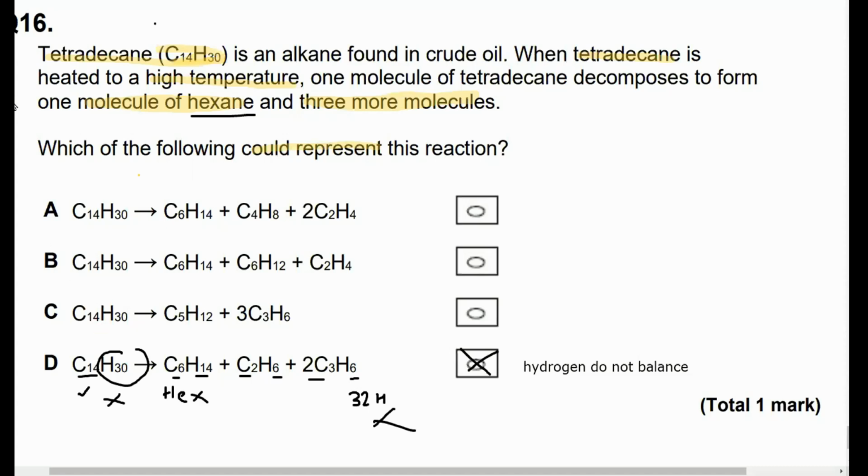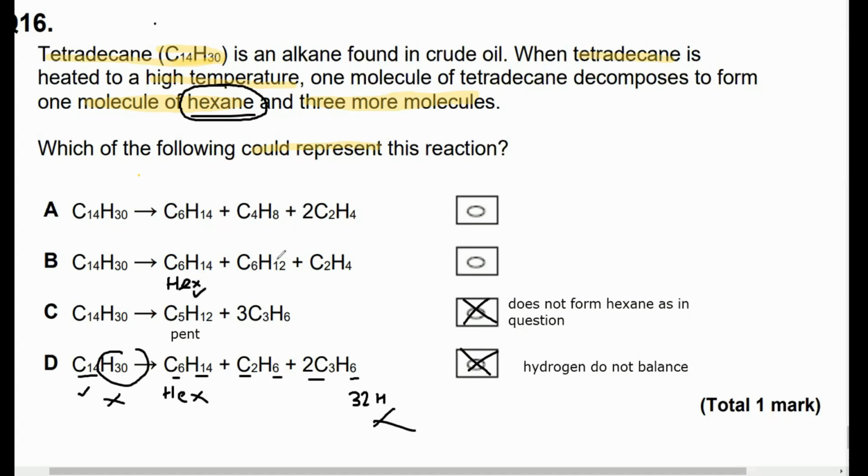So let's look at C. Right, we have pentane over here. It asked us for hexane, so it doesn't form hexane. So immediately, no need to check if it balances. It doesn't match the target of the question, that it was supposed to form hexane in three more molecules. So we can get rid of C.